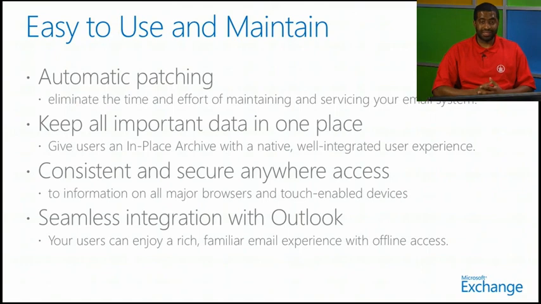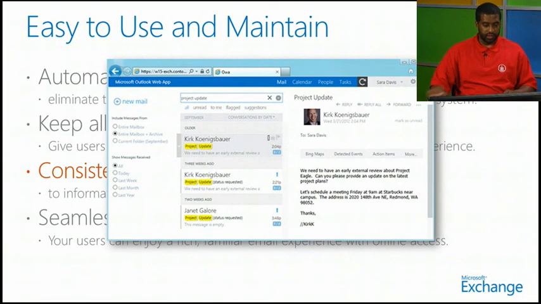So if you have users that exceed that 25 gigs, you can enable that online archive, which you'll be shown in a later module, and your mailbox size can continue to grow and grow beyond that 25 gig limit. Seamless integration with Outlook and consistent, secure anywhere access. So I'm showing here the ability to connect the Outlook web app, and the fact that you can work across Outlook web app or you can work across Outlook, and it's a consistent experience no matter where you work.